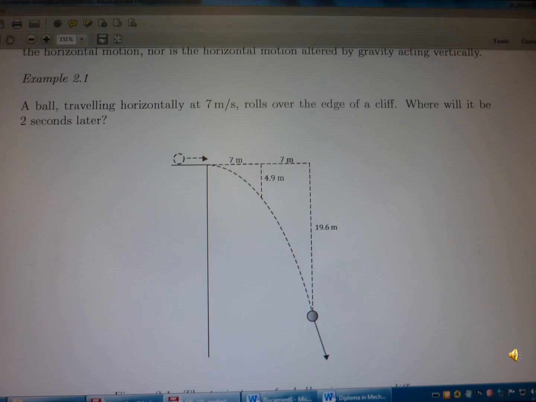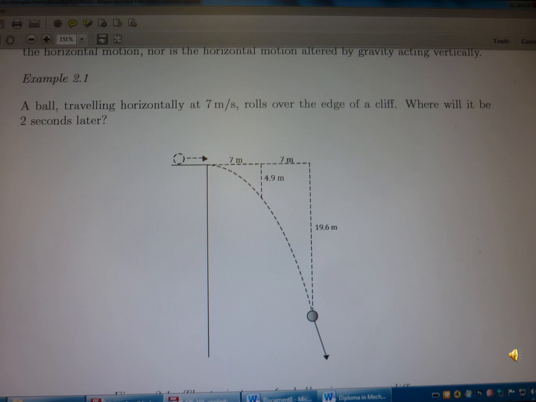Then we solve the problem. A ball is travelling horizontally at 7 meters per second, rolls over the edge of the cliff. Where will it be 2 seconds later? So this is the problem. You can see the ball is thrown off the cliff. This is a motion graph you can see in this diagram.